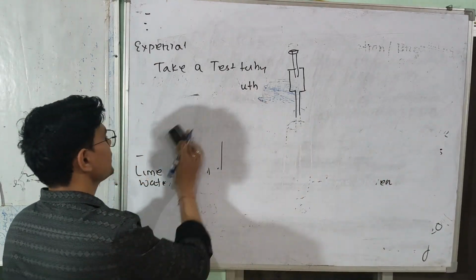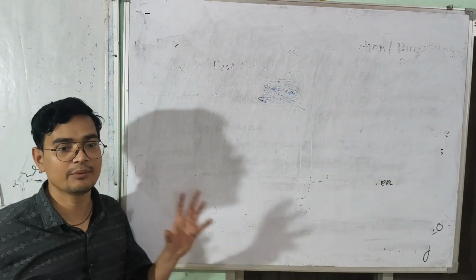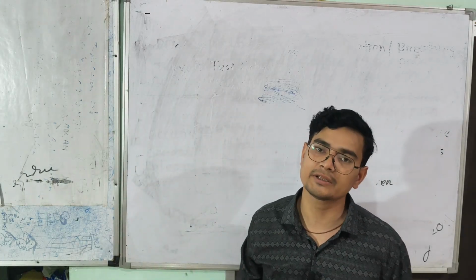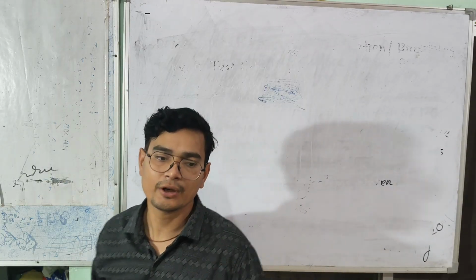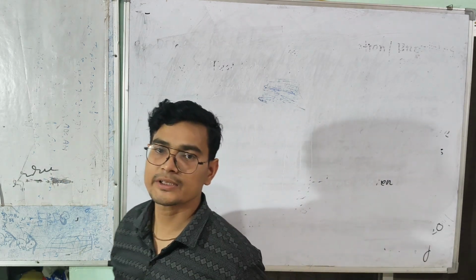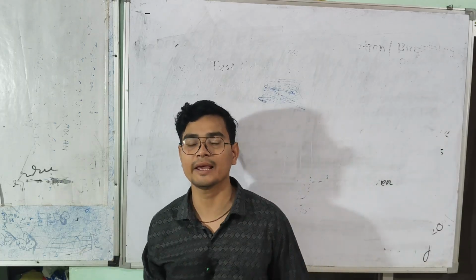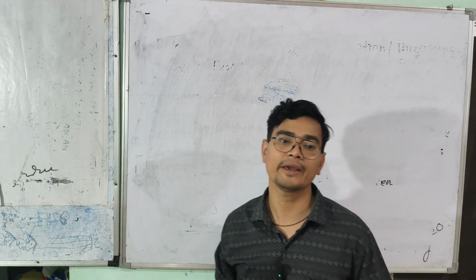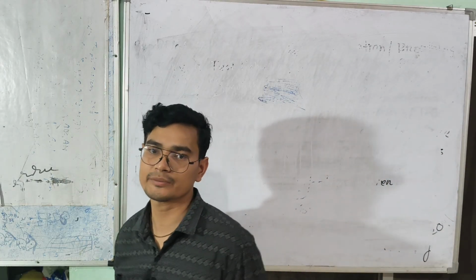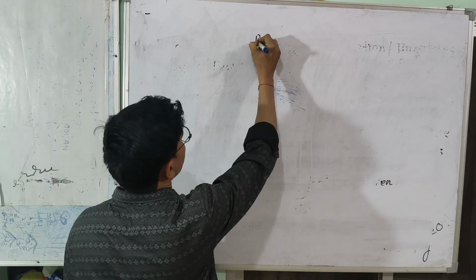Now we discuss what respiration is and the types of respiration. There are two types: aerobic respiration and anaerobic respiration. Aerobic respiration is performed in the presence of oxygen, and anaerobic respiration in the absence of oxygen. Aerobic respiration is performed in plants and animals. Anaerobic respiration happens only in microorganisms.